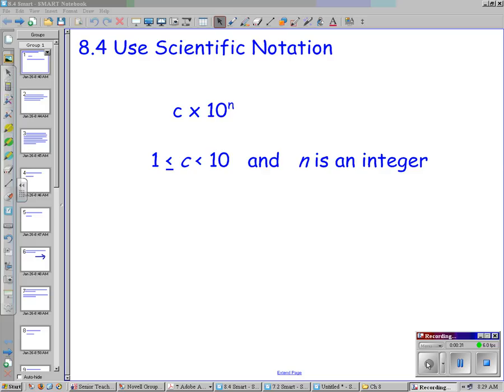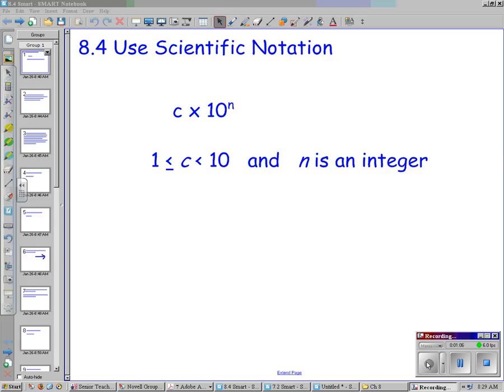So it can be equal to 1. It's greater than or equal to 1, but it's less than 10, meaning it's one digit in front of the decimal point. Can there be other digits behind the decimal point? Absolutely. But the number in front of the decimal point has to be some number between 1 and 10. That's why it's 1.25, 6.79, 9.99. Is that less than 10? Absolutely.